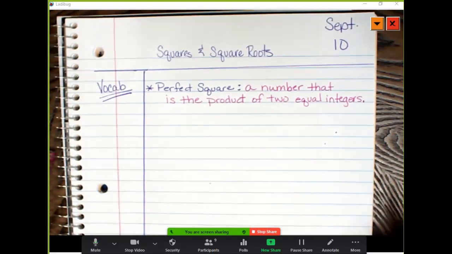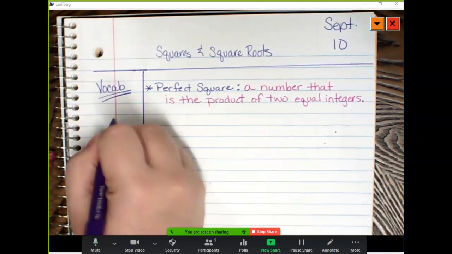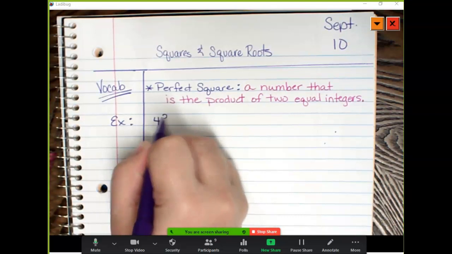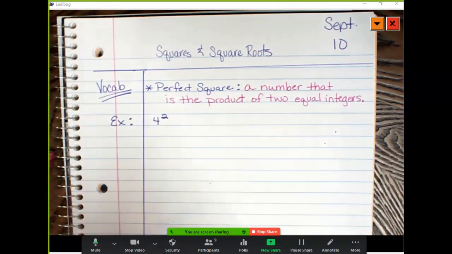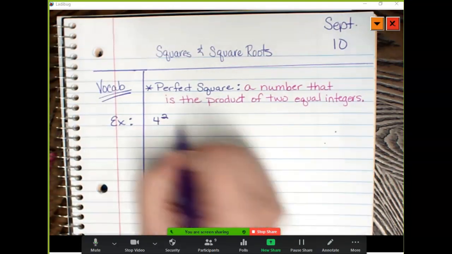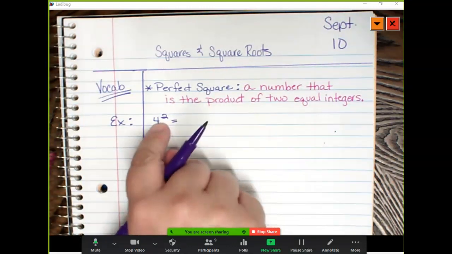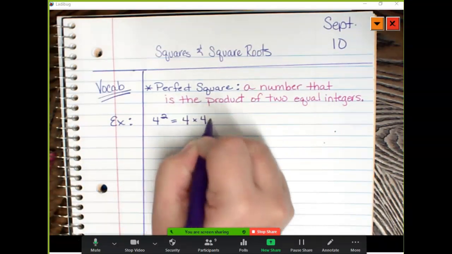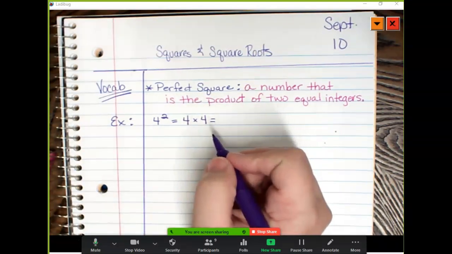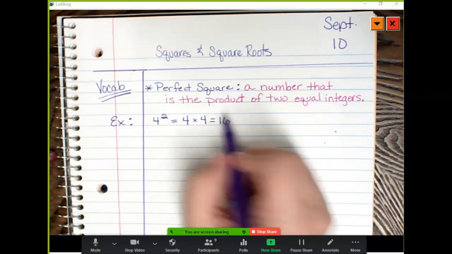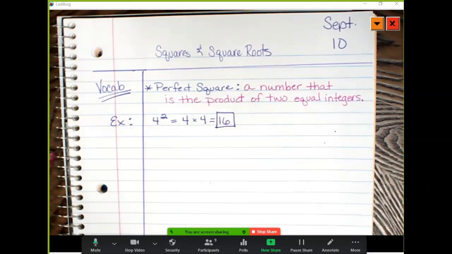And when we talk about perfect squares, you've actually already learned this last year with exponents. So let's look at our first example. If I have 4 squared, or 4 to the second power, remember something to the second power is also called squared. So 4 squared means that I'm writing the base number 4 two times. So it means 4 times 4, which is 16. Good. So 16 is what we call a perfect square.